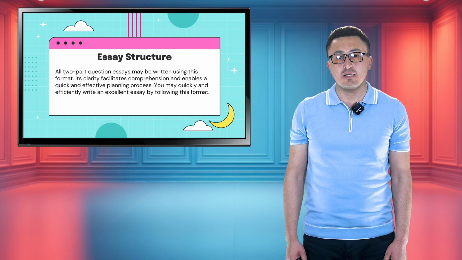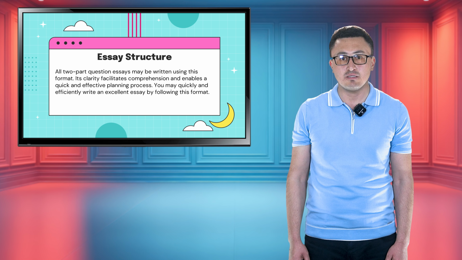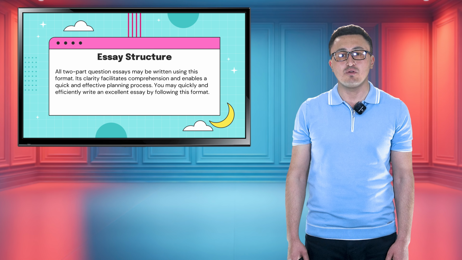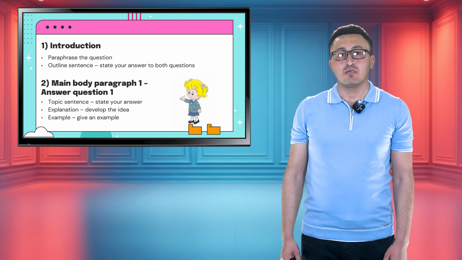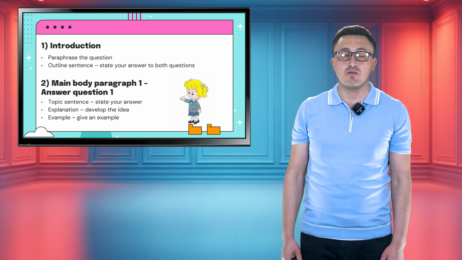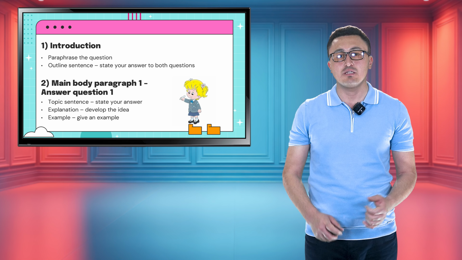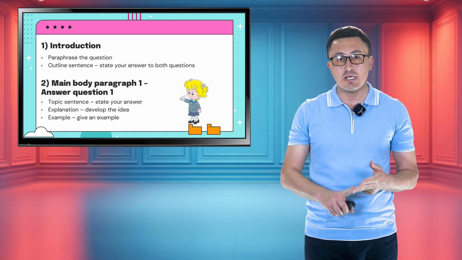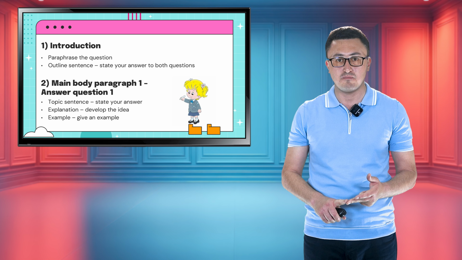All 2-part question essays may be written using this format. Its clarity facilitates comprehension and enables a quick and effective planning process. You may quickly and efficiently write an excellent essay by following this format. Now we'll see the introduction. First, you know that in the introduction of task 2 essays, we usually write 2 sentences. In the first sentence, we will paraphrase the topic of the question. In the second sentence, we'll just give a general answer for the question.